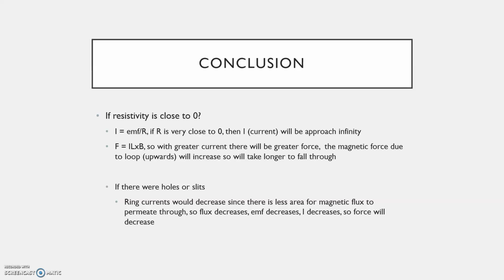And if there were holes or slits, the ring currents would decrease since there's less area for magnetic flux to permeate through. So as flux decreases, EMF will decrease, I will decrease, and then the force overall will decrease, meaning that it will take less time for it to fall through.